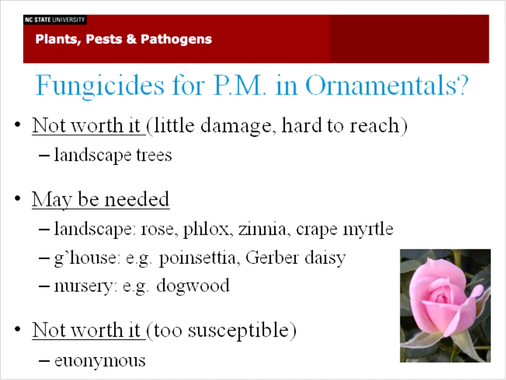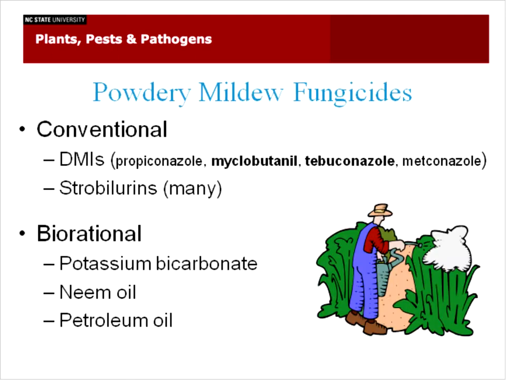On the other end of the spectrum, something like euonymus is so susceptible that you're not going to win anyway. But in that in-between area, some plants in the landscape, such as rose, could benefit from spray protectants. And in the greenhouse and nursery, of course, you have another whole dynamic going on, where in some cases you do need to use some kind of chemical control.